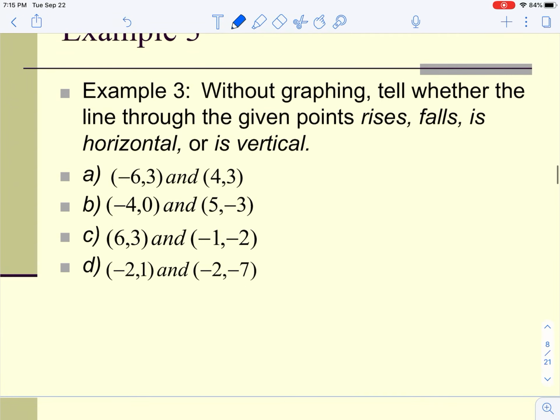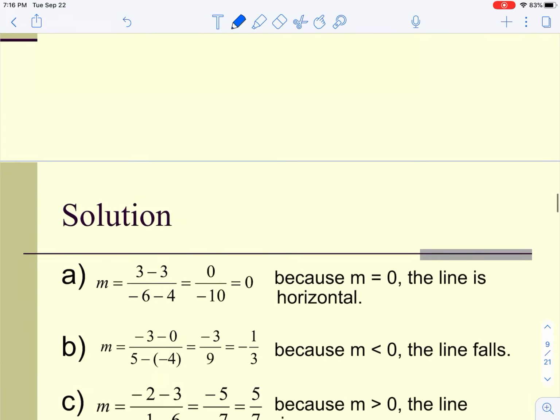I'd like you to do these problems on your own. Tell me whether they rise or fall. Is it positive or negative? And is it horizontal or vertical? I think you have one of each in here. Go ahead and pause and do that. You practice. Remember, rehearsal makes a person understand. So go ahead and do it on your own. Thanks.